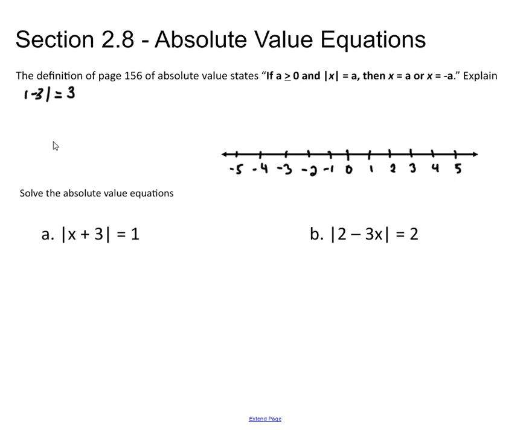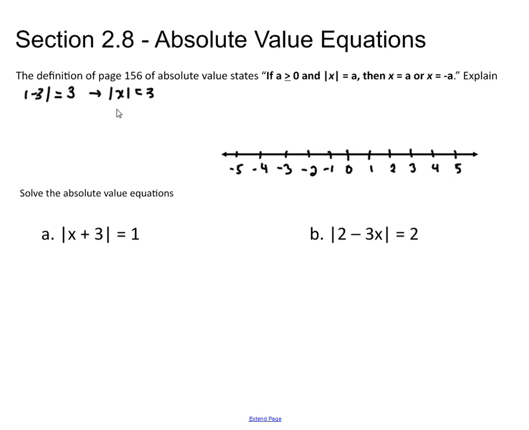Then we need a definition, and this is the definition that's placed on page 156 of our textbook. It says if some fixed number a is greater than or equal to 0, and the absolute value of x is equal to a, then x is equal to a, or x is equal to -a. So let's say that I was told, for instance, that the absolute value of x was equal to 3. How should we think of that in terms of this definition?